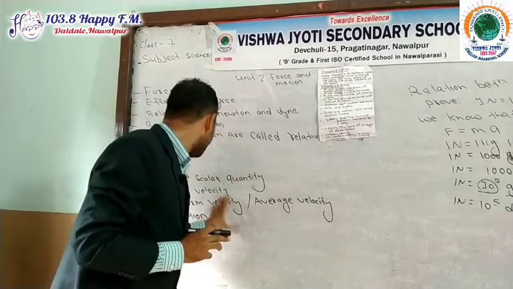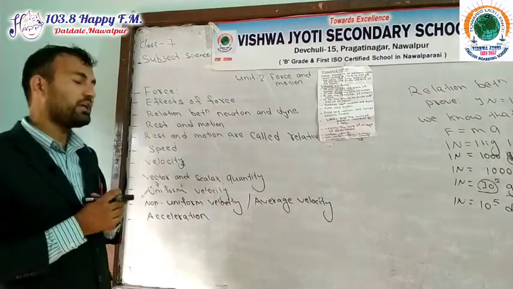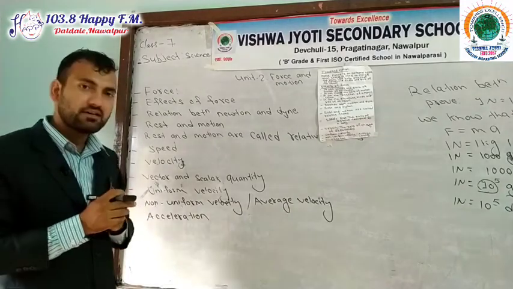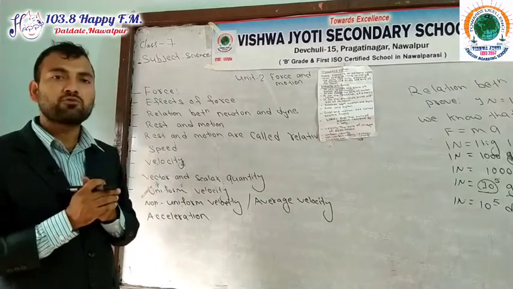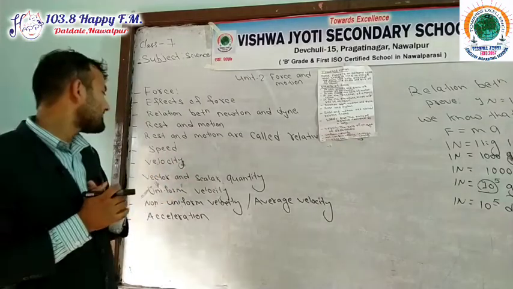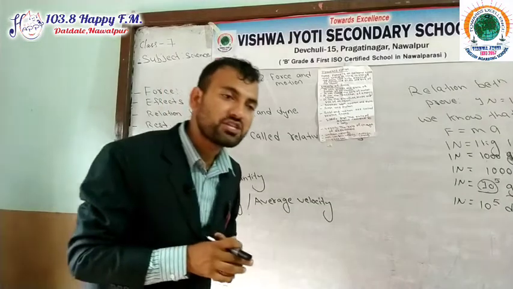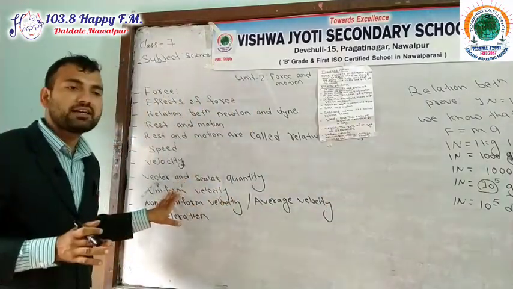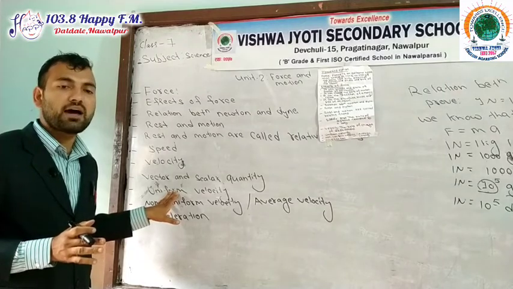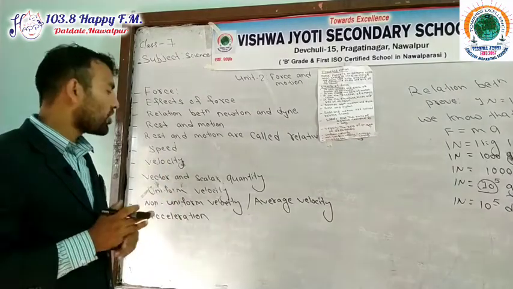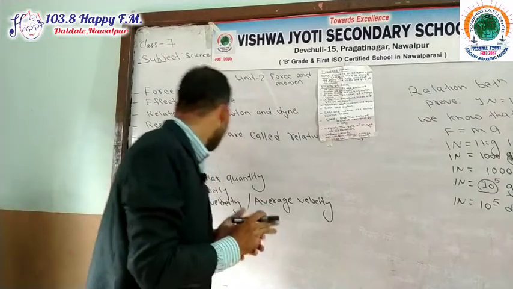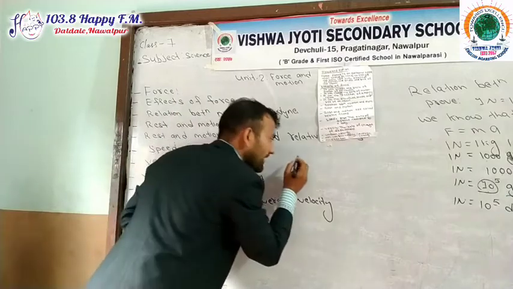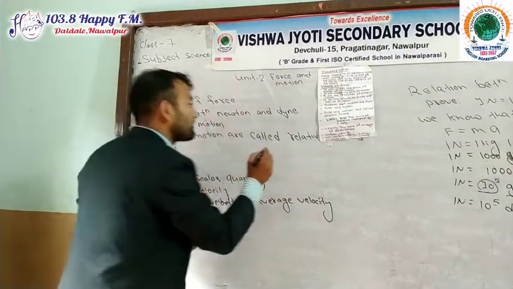Next, uniform velocity. When a body covers equal distances in equal intervals of time, it is known as uniform velocity. It means the body covers equal distance in equal interval of time.